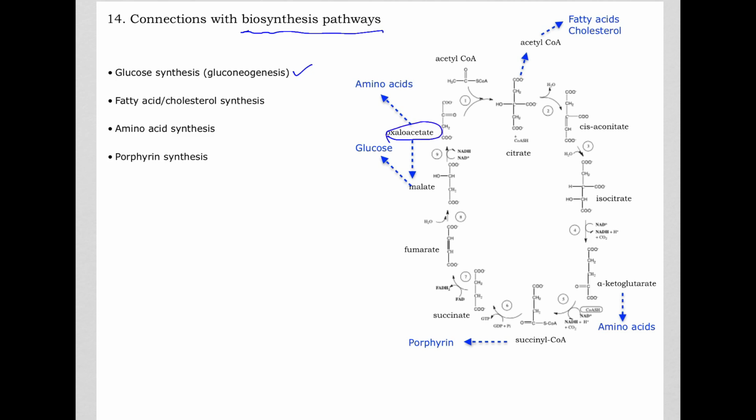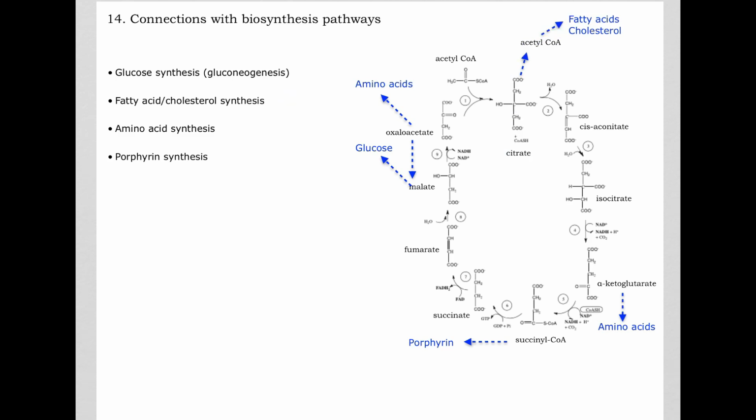oxaloacetate is used to make glucose. That's by gluconeogenesis. And we'll see this becomes very, very important in starvation, early starvation, and even more so in late starvation. Citrate can be converted into acetyl-CoA, and then this acetyl-CoA is used as a very important building block for fatty acids as well as for cholesterol.